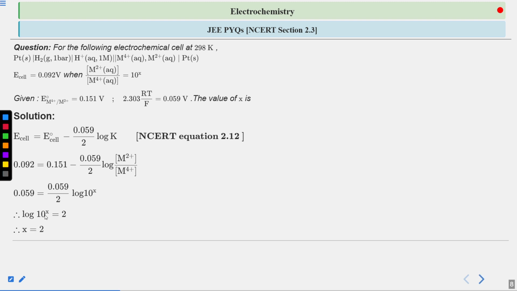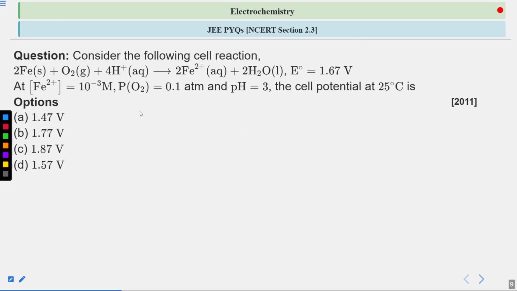And therefore, you can write it as log base 10 of 10 to the power x. This will become x multiplied by log base 10 of 10, and log base 10 of 10 is equal to 1. So x multiplied by 1 is equal to 2. That means x is equal to 2. So x is equal to 2 is our correct answer. The value of x is coming out as 2.